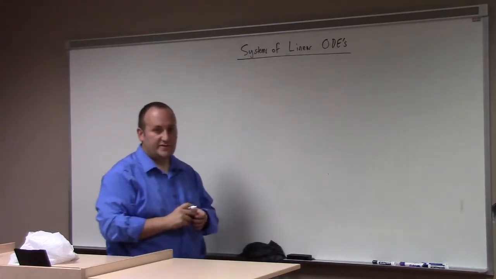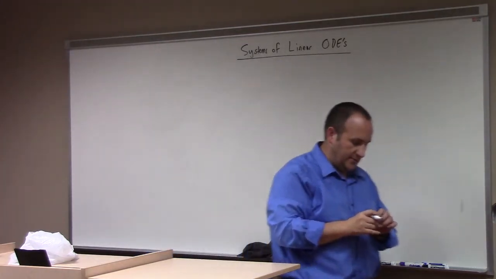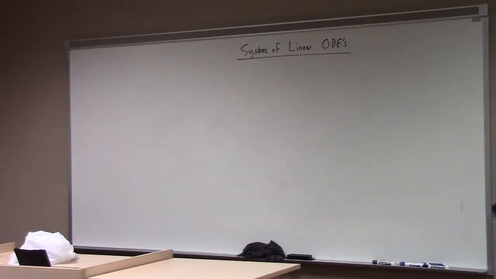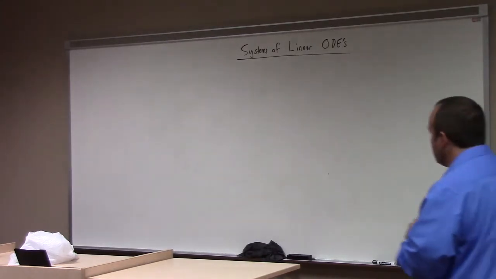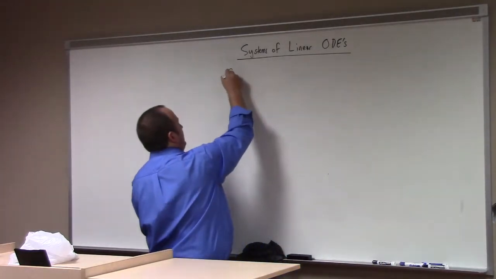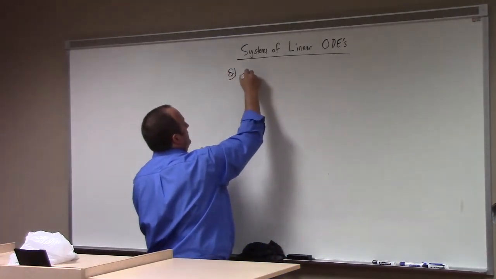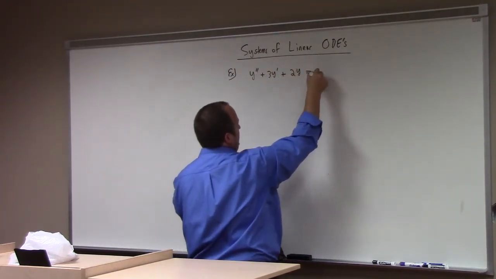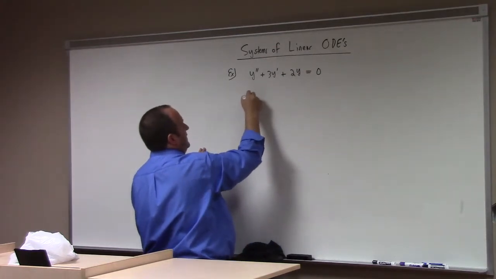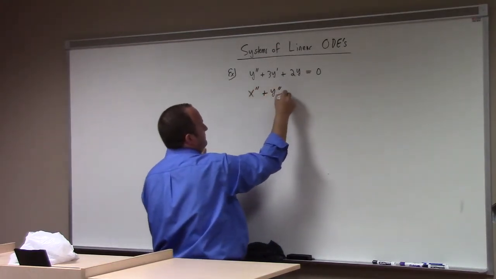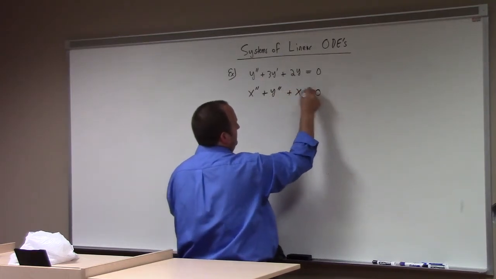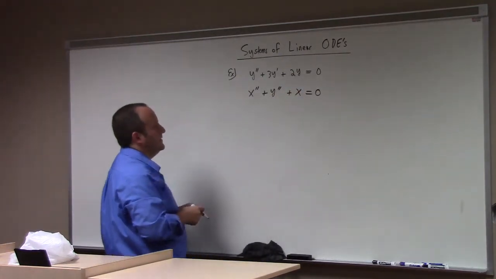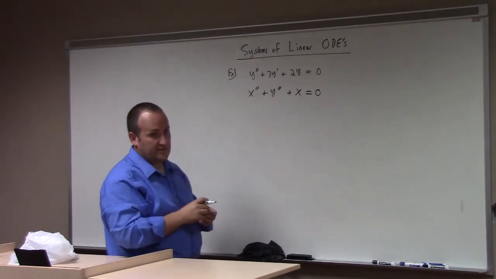So my first order of business is to convince you that if we're studying a system of linear differential equations, it in fact is sufficient to just study first order differential equations. Let me show you why. So here's an example. If we had y prime prime plus 3y prime plus 2y equals 0, and we had x prime prime plus y prime prime plus x equals 0, like this. This is two differential equations, a system of two differential equations.